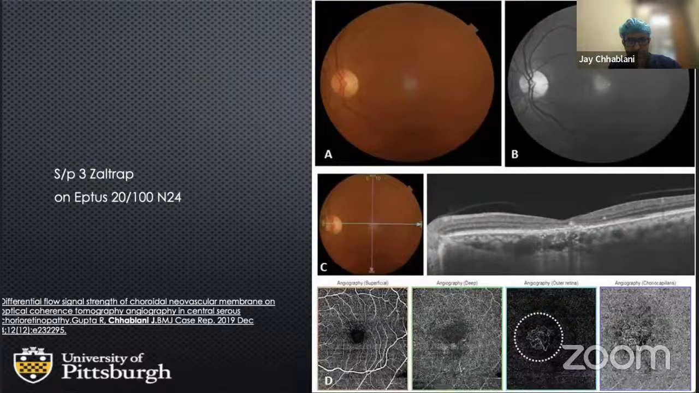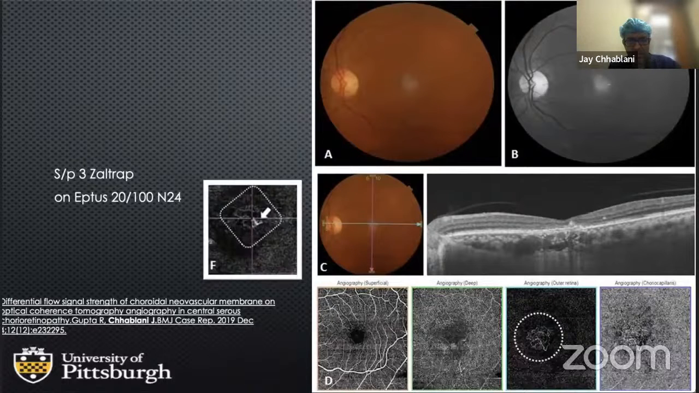And here you can see that the fluid has completely resolved, and you can see that the type 1 network is still present. However, it is not active. If you compare with the pre-injection OCT angiography slabs, you can see that the hyperreflective signal which was seen on the outer retinal slab has completely resolved. However, the type 1 network which was present before is still persistent.